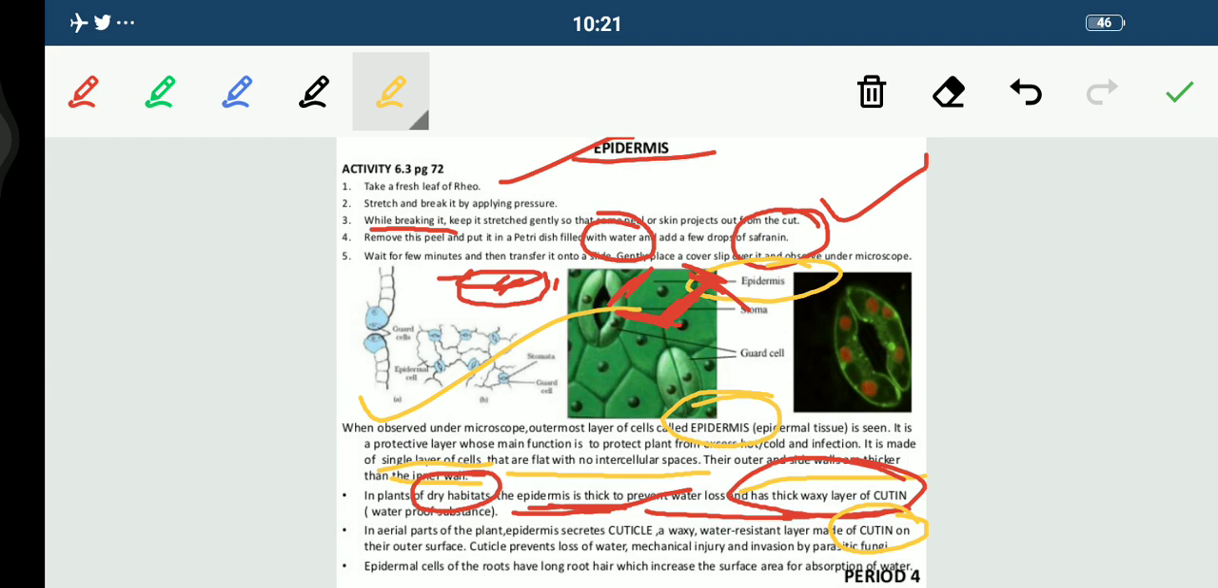And the last one we have is the epidermal cells of roots. They have long root hairs which increase the surface area for absorption of water. So if these epidermal cells are present on the roots, what will happen? They will increase the surface area. And if the surface area is increased, what would happen? The absorption of water will be more, so more water will be absorbed by the roots. I hope I am clear, students. Very, very important concept.